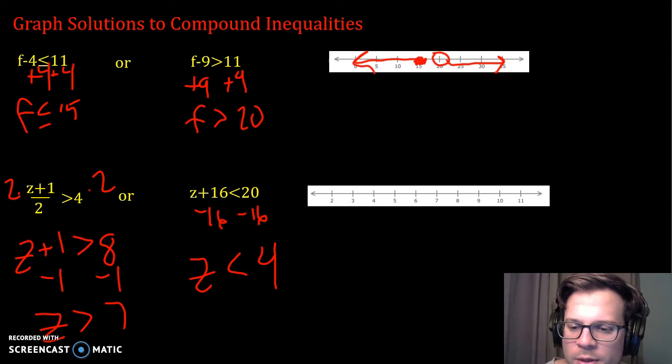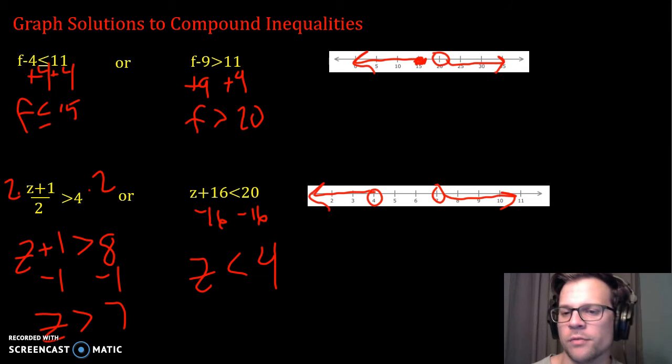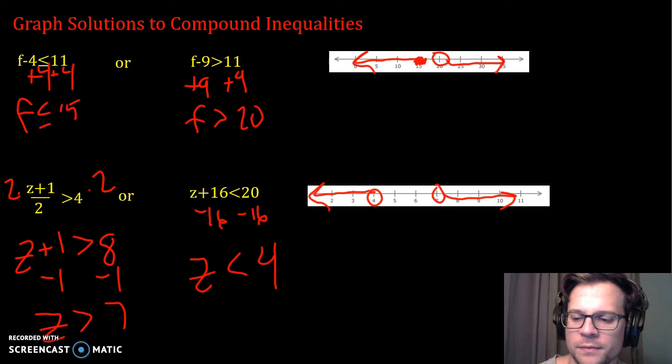We're going to go to 7, circle open, to the right because it's greater, then go to 4, circle open, go to the left because they're away from each other. So you will have different circles, whether it's closed or open, depending on that right there, if it's less than or equal to.